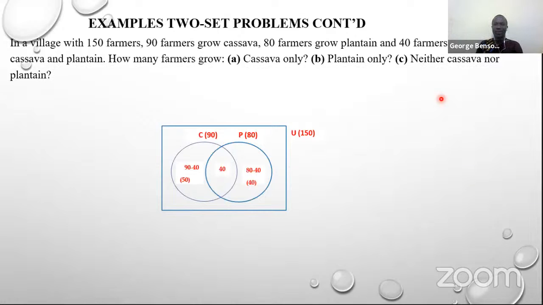This is also from your past questions, I remember. This also says: in a village with 150 farmers, 90 farmers grow cassava, 80 farmers grow plantain, and 40 farmers grow both cassava and plantain. The question is, how many farmers grow A, cassava only, B, plantain only, C, neither cassava nor plantain? Take a minute to read the question again if you can see it on your screen so that it will stick.